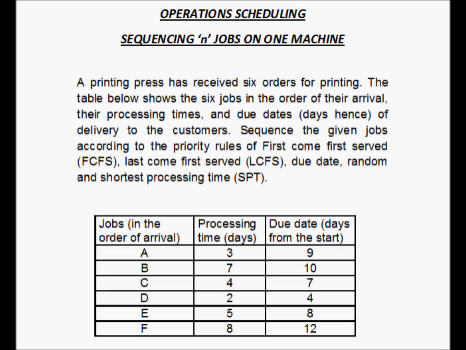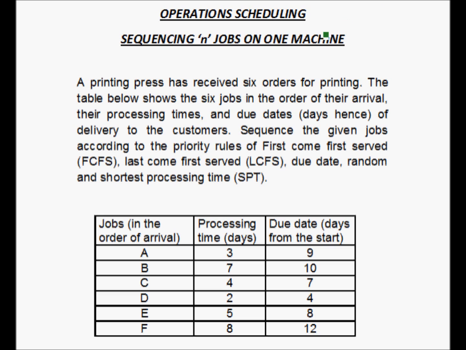Let us look at an example of sequencing n jobs on one machine. A printing press has 6 orders for printing. The table below shows the 6 jobs in the order of their arrival, their processing times, and due dates, that is days hence, of delivery to the customers. Sequence the given jobs according to the priority rules of first come first served, last come first served, due date, random, and shortest processing time.